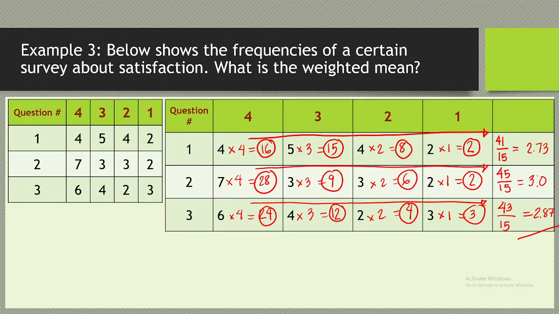And then to get the overall weighted mean for the survey, you add all the weighted means. 2.73 plus 3 plus 2.87, you will get a sum of 8.6. Divided by how many questions? We have 3 questions. So 8.6 divided by 3, you will have 2.87 as your weighted mean. These are the weighted means for each question. And this is the overall weighted mean for the survey. So, this is how we compute the weighted mean.